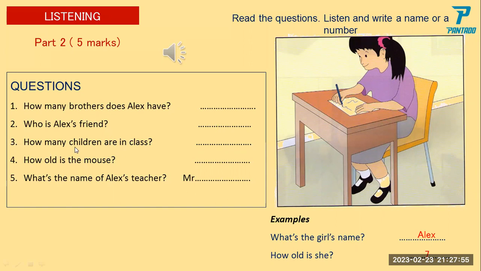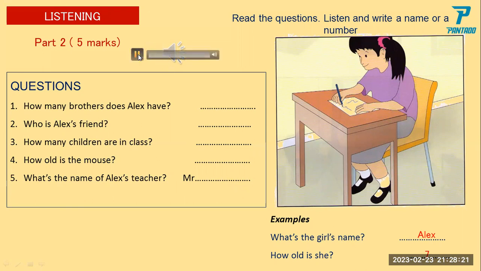Good. And number three, how many children are in class? Number or name? Number. And number four, how old is the mouse? Number. And the last one, what is the name of Alice's teacher? A name or number? Name. Yes, it's a name. And now let's do this.